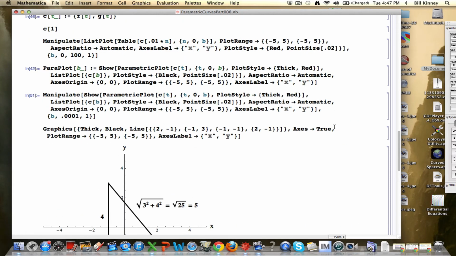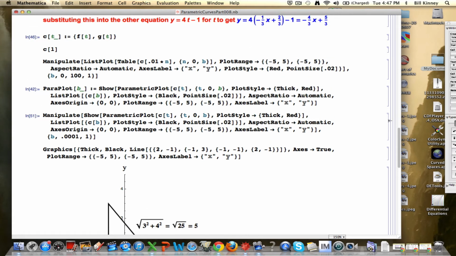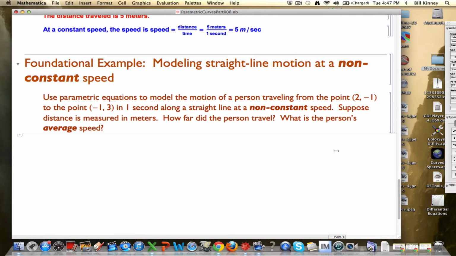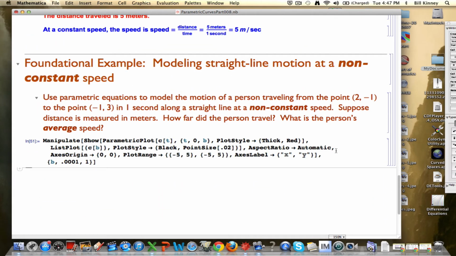And for the purposes of this video, what I'm going to do is take the manipulate code right here, copy and paste it down here, and make some changes to this. We want to try to understand these changes.